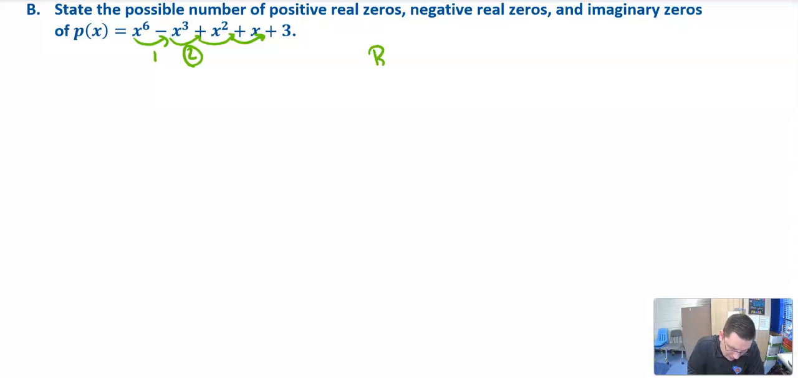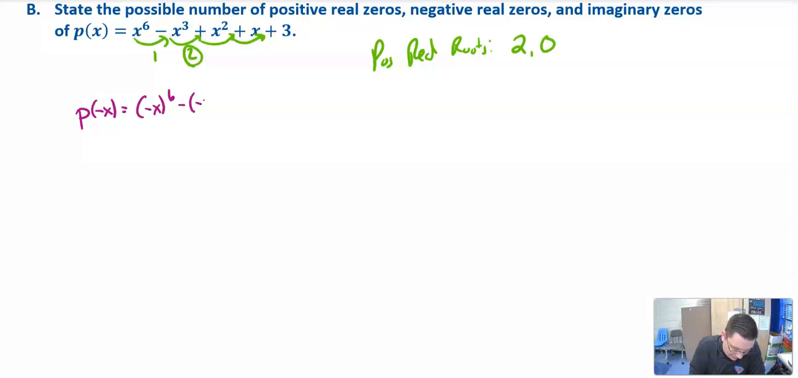So the positive real roots or real zeros, I could have 2, or we could drop down minus 2 and get 0. Now let's set up for the p of negative x. And I'm going to walk through this again with y'all. So p of negative x. Remember, we're going to plug in negative x for each x that we see.